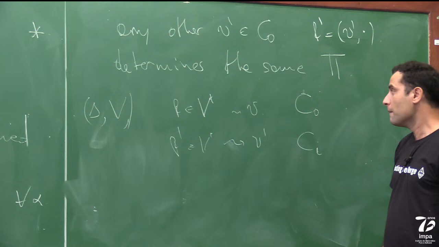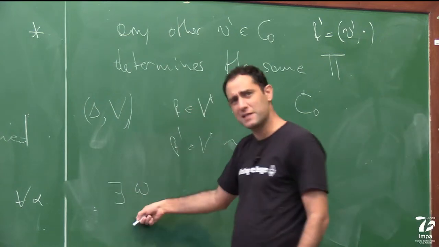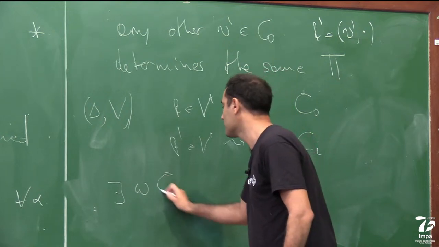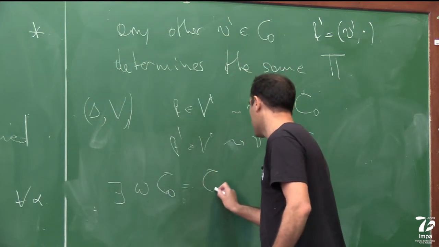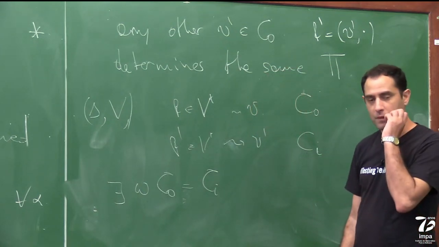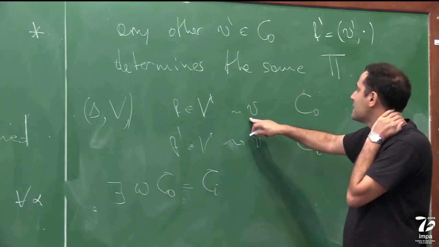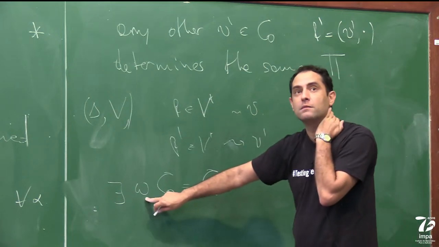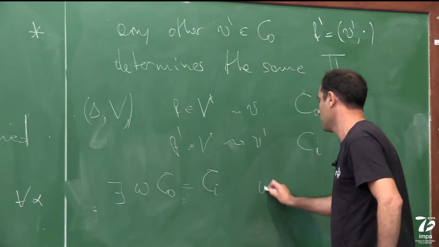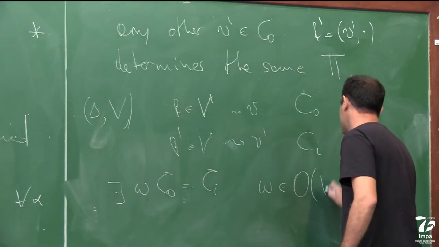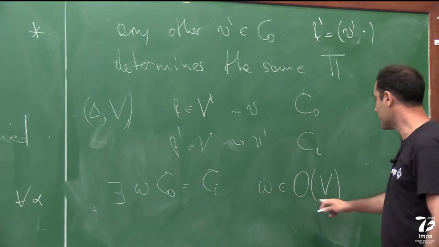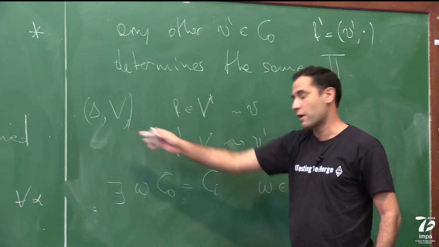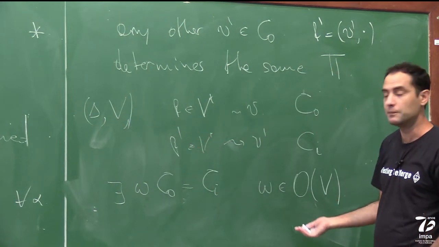But by the theorem, we know that there exists w. It's unique, but it doesn't even need to be unique at this stage. We know that there exists an element in the Weyl group that sends one fundamental chamber to the other one. In particular, it sends this v to a vector here. And this w is an automorphism of v. It preserves the inner product of v. And it permutes these roots. It doesn't matter, but it just preserves the root system.